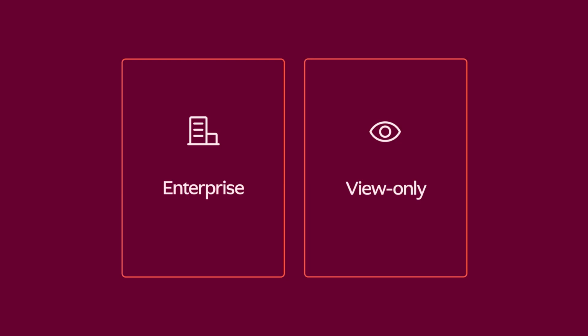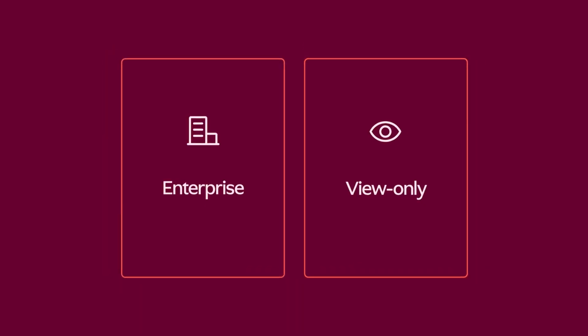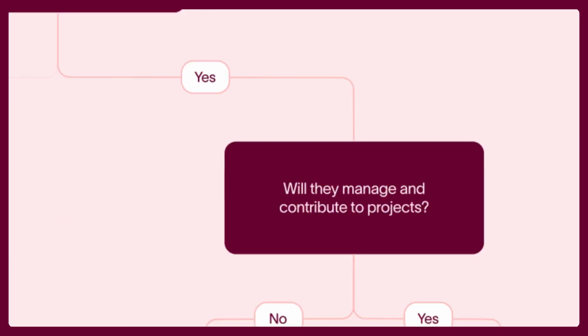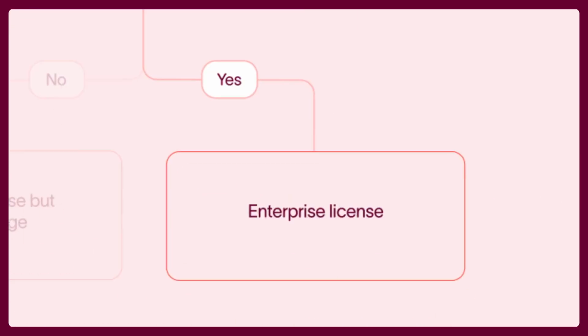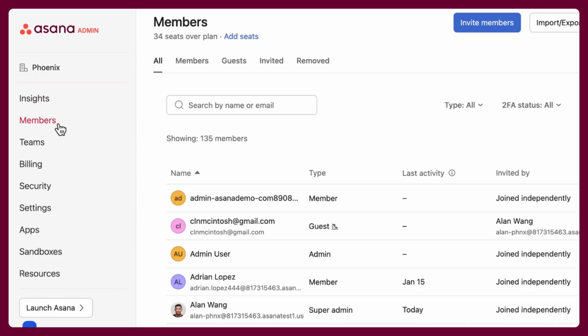Once you add users, choose from 2 license options: enterprise and view-only licenses. In general, users who need to create and edit work should have enterprise licenses. Org-wide admins should monitor usage to ensure effective license use.